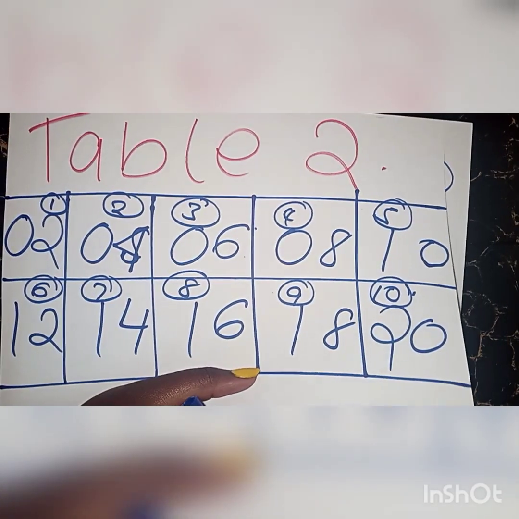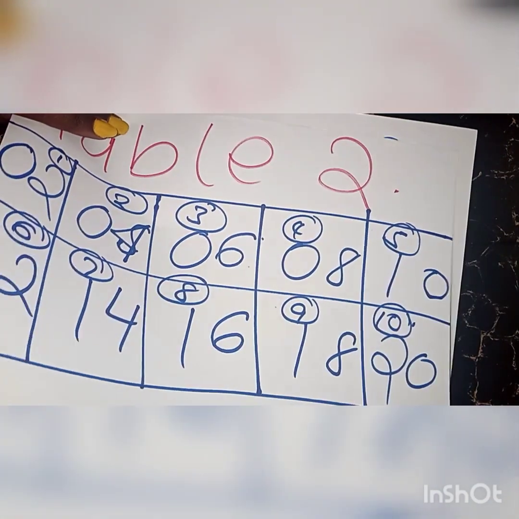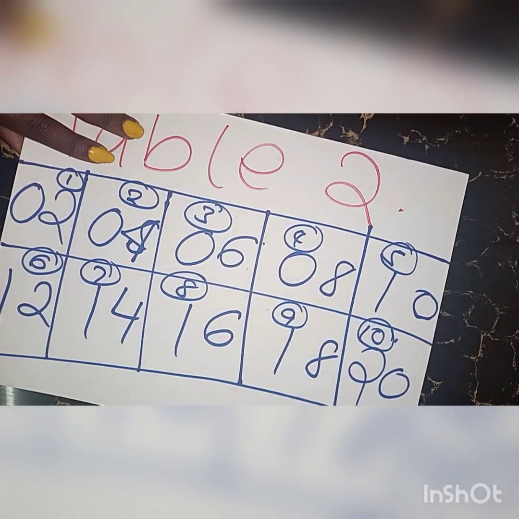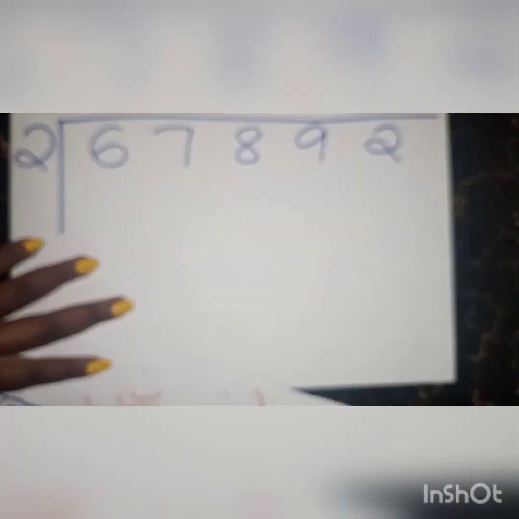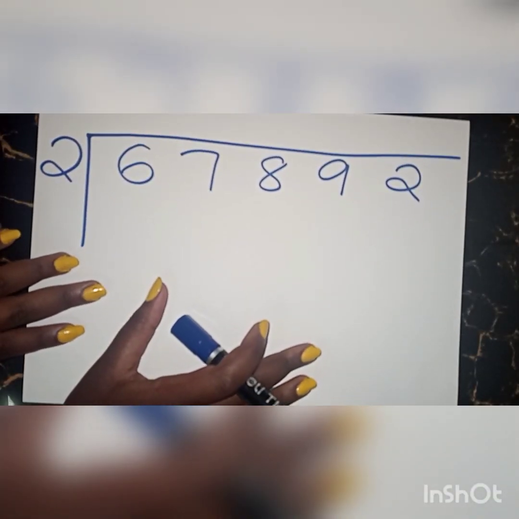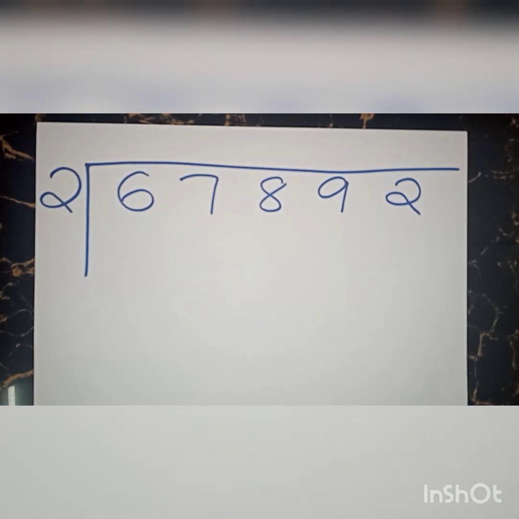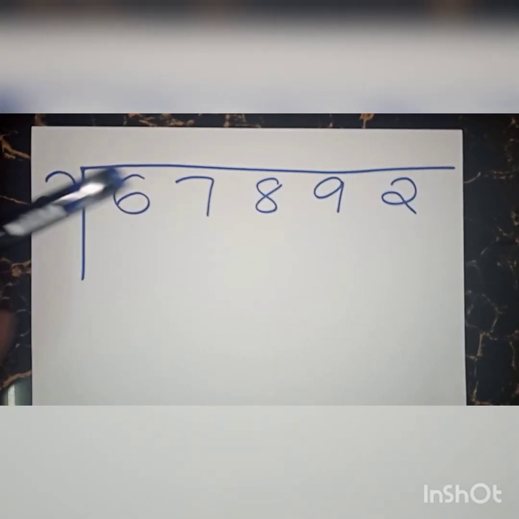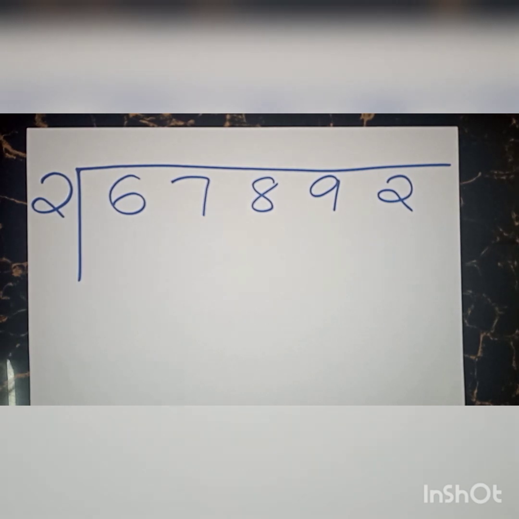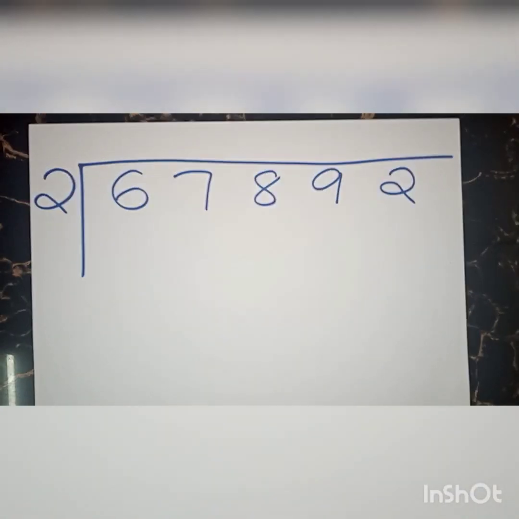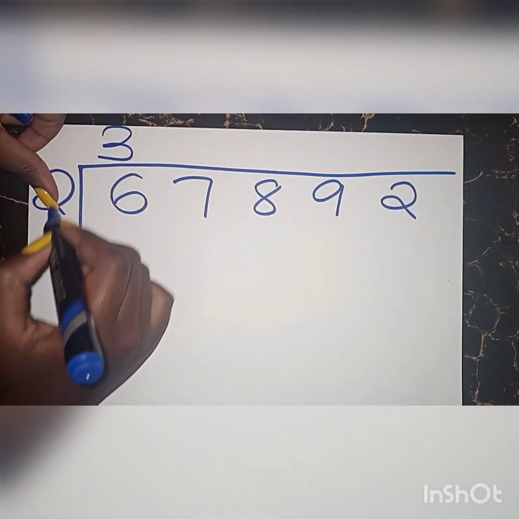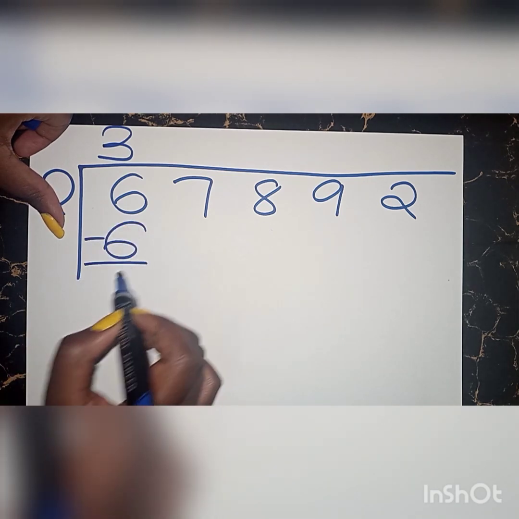And this is our table 2. So, how many times does 2 go into 6? 2 goes into 6 3 times. So 3 times 2 is 6.